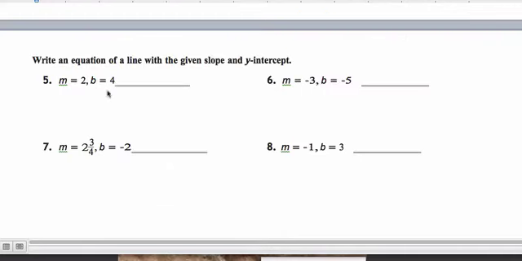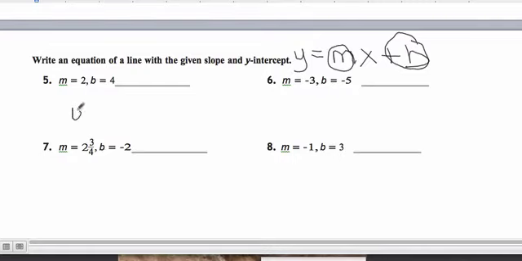We're going to use the given slope and intercept to write the equation of a line. So let me get my black. Remember that we have y equals mx plus b. So when we're writing these, we're just going to fill in our m and b.